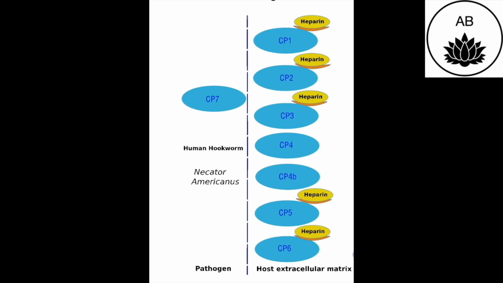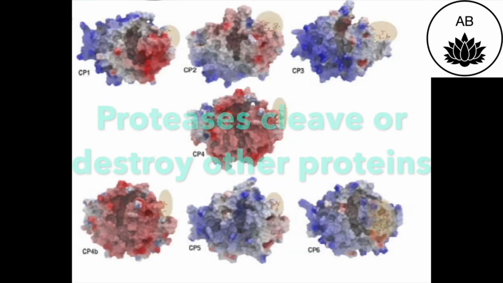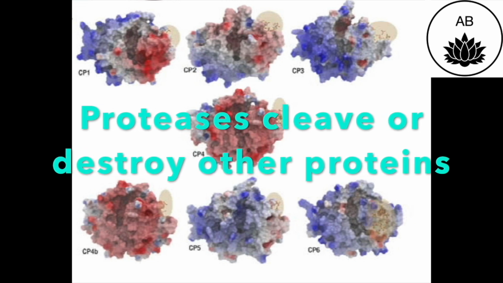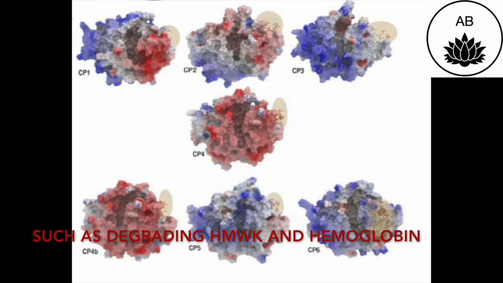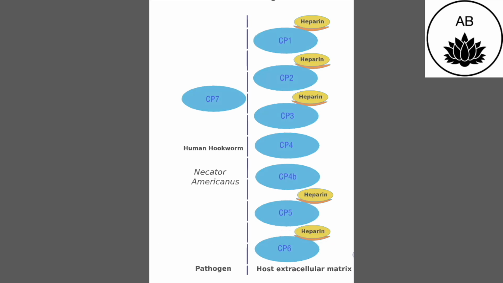What do you think these proteins do over there? Remember, I told you that cysteine proteases are enzymes that are capable of destroying other proteins. Well, these enzymes of hookworm degrade host proteins. That is, they degrade human proteins, which is why they are secreted out of the pathogen.